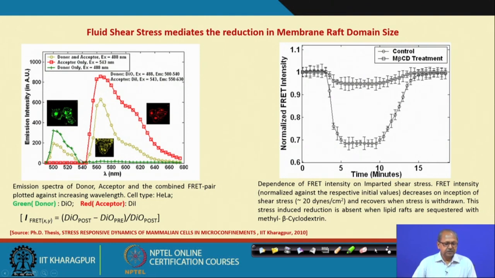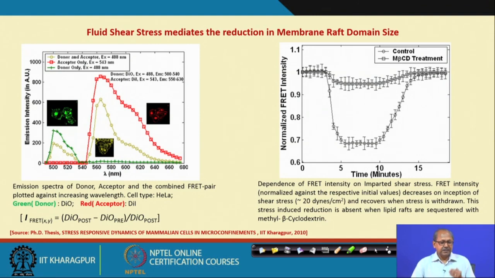Then if we bleach the acceptor, that DII, then DIO will recover the fluorescence, meaning in the presence of DII, the fluorescence intensity of DIO is quenched. So, we are measuring FRET intensity by this equation: I fret equal to DIO post minus DIO pre divided by DIO post.